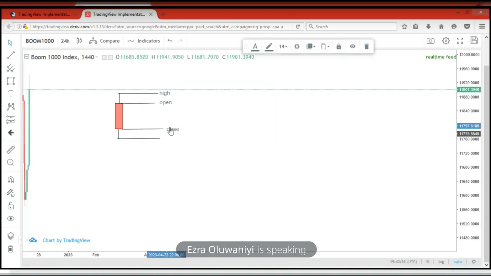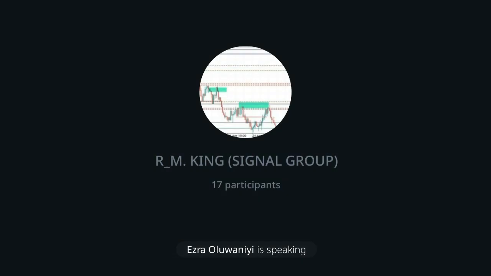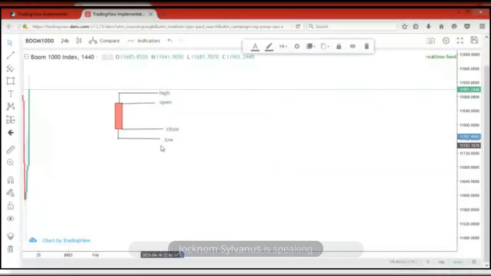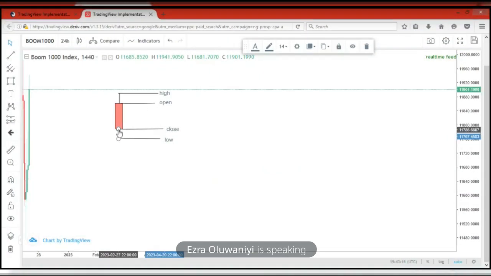We are knowledgeable here. All right, that place is now the what? The low. The lowest. That's the low of the candle. So a bearish candle opens here, closes here. This is the high of that candle, and this is the low of that candle.